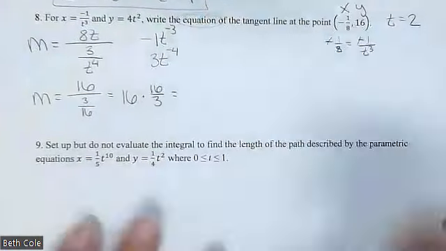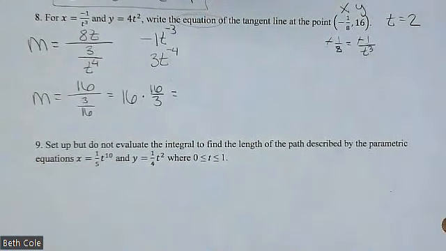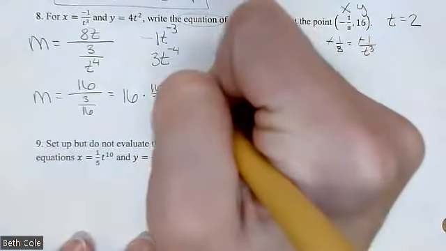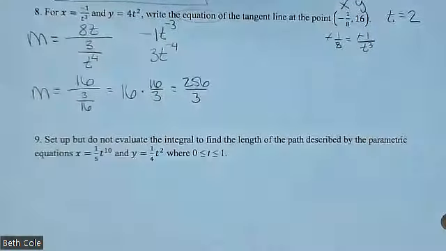Does anyone happen to know 16 times 16? It's 200 and something. Good job. 256/3 is our slope. Good job. I figured somebody usually knows it. I know it's an obscure one, but somebody usually knows it.